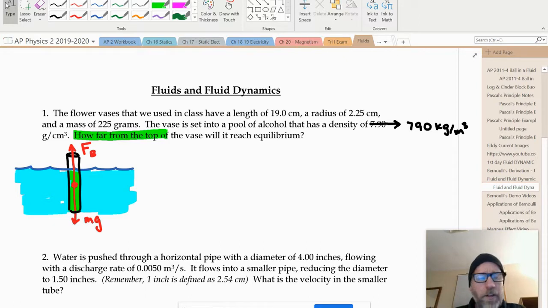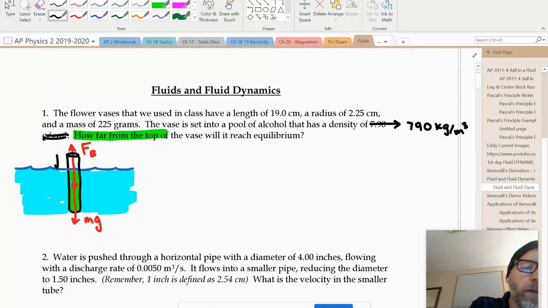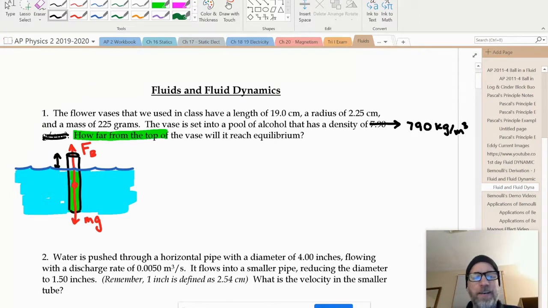It says, the flower vases that we used in class have a length of 19 centimeters. They were perfect cylinders with very straight sides to them, a radius of 2.25 centimeters, and a mass of 225 grams. The vase is set into a pool of alcohol that has a density of not 7.9, but 790 kilograms per meter cubed. Let's go with that. How far from the top of the vase will it reach equilibrium? What's that height going to be?